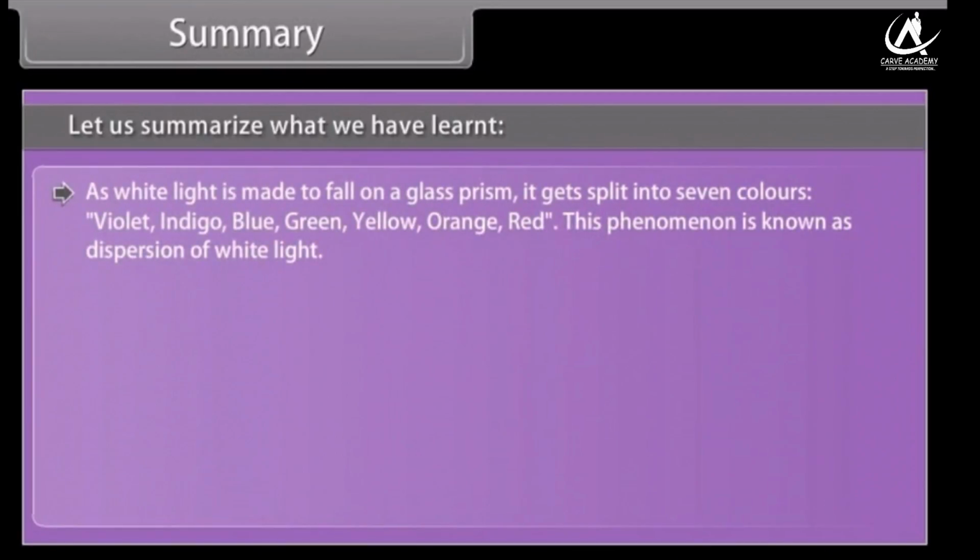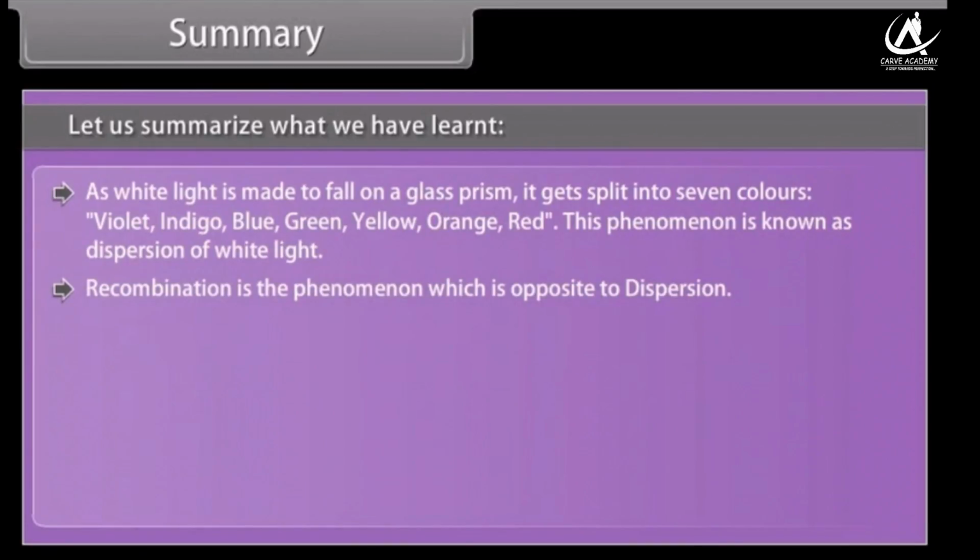As white light is made to fall on a glass prism, it gets split into 7 colors: violet, indigo, blue, green, yellow, orange, red. This phenomenon is known as dispersion of white light. Recombination is the phenomenon which is opposite to dispersion.